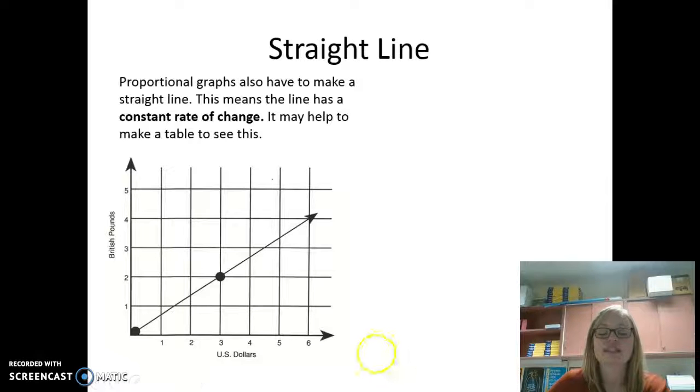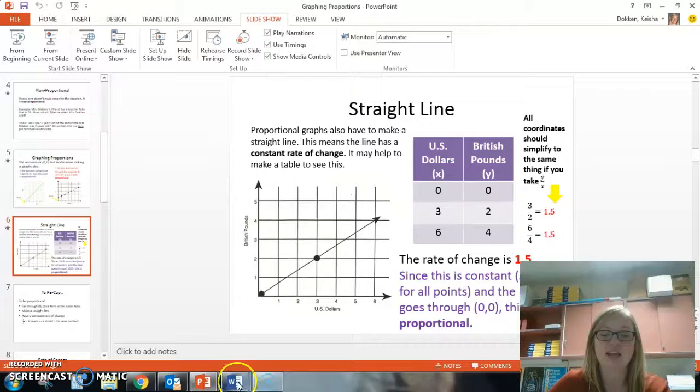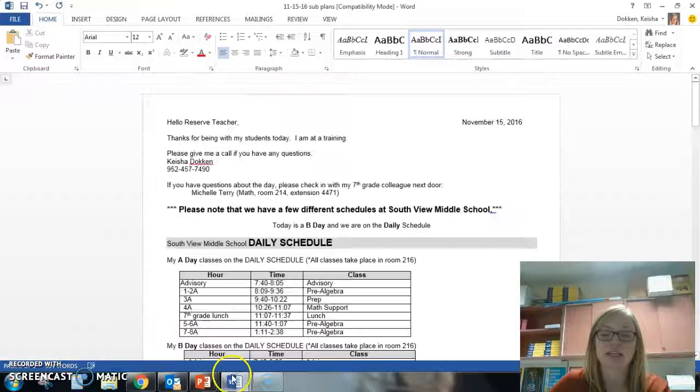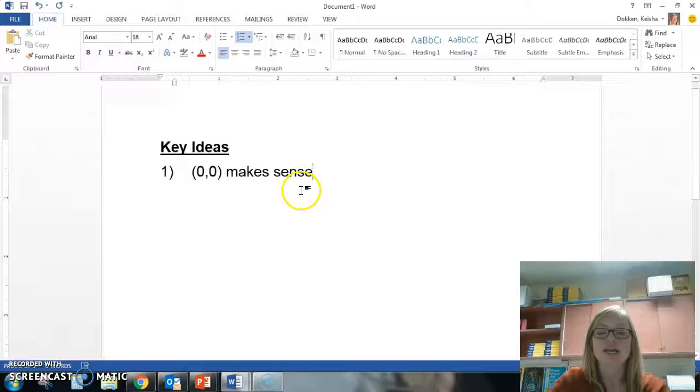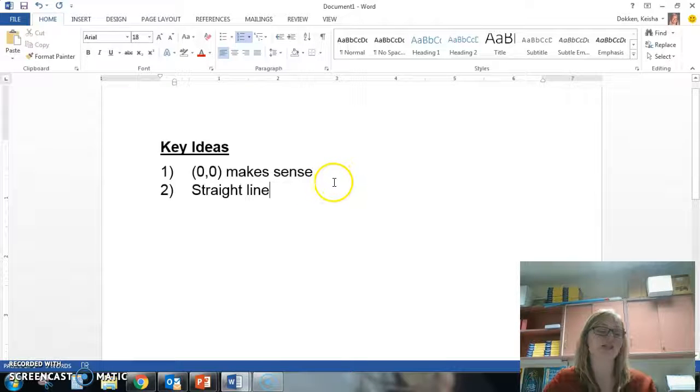All right, the second key idea, so go back to the end of your notes here. The second key idea is that the graph has to make a straight line. Okay, so write down that is the second key idea.